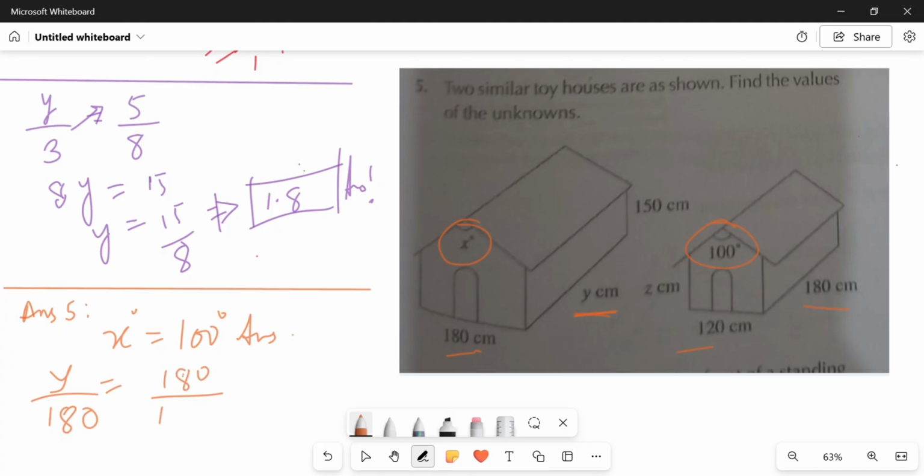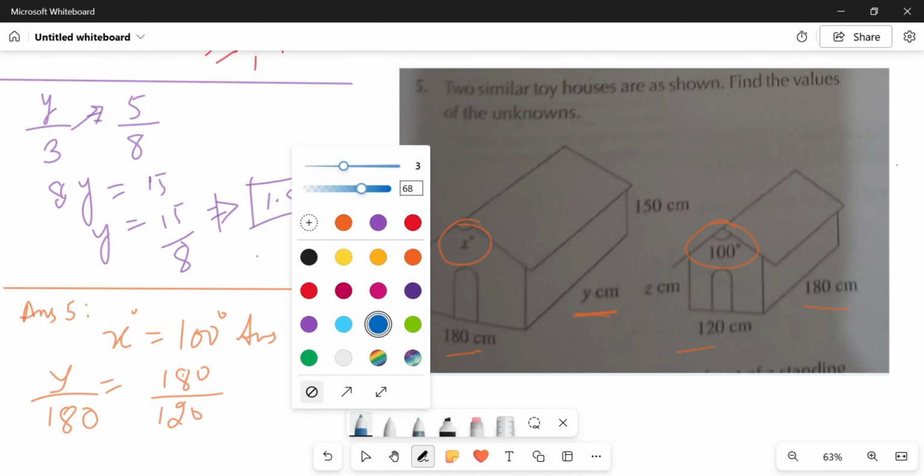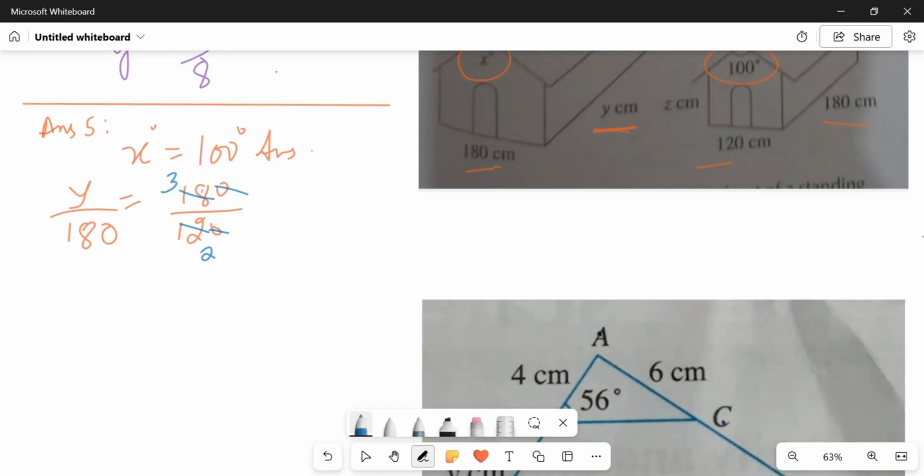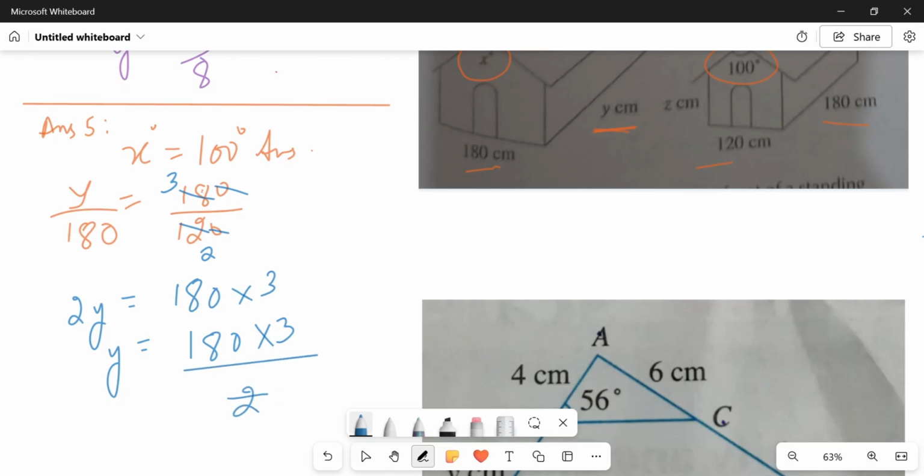180 over 120. We can simplify vertically when you have the equals sign here. Let me take 0 and 0 cancel, and cancel by 6 times. 6 2s are 12 and 6 3s are 18. Now we need to cross multiply. Cross multiplying gives you 2y equals 180 multiplied by 3. I'm writing in chunks, I'm not simplifying them. 2 is multiplying with y, then we shift to the other side, we need to divide by 2. 2 ones are 2, 2 nineties are 180. Now y is equal to 90 multiplied by 3, which gives you 270. Right? The y value is 270.